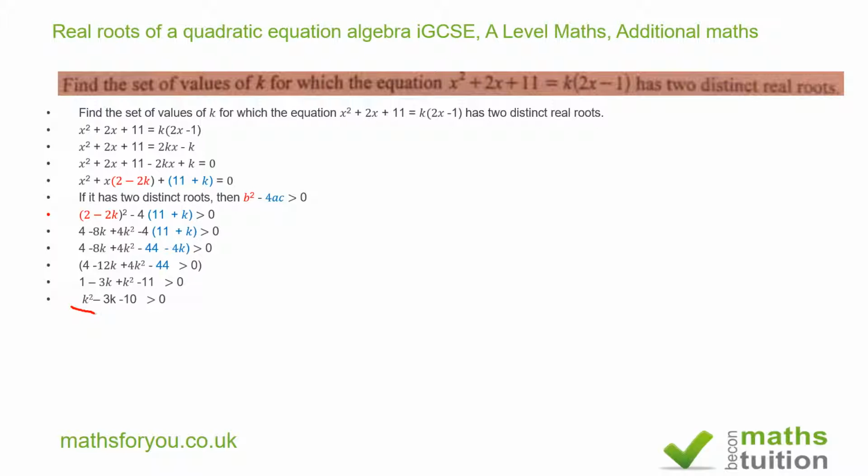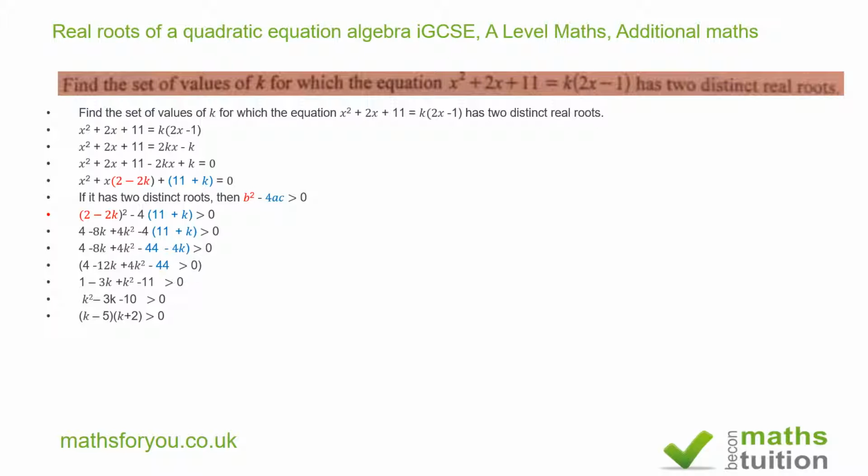Now we need to factorize this. We need two numbers such that when you multiply, you get minus 10, and when you add, you get minus 3. The two numbers that come to mind are minus 5 and 2, because minus 5 times 2 gives us minus 10, and minus 5 plus 2 gives us minus 3. So our factors are k minus 5 and k plus 2.